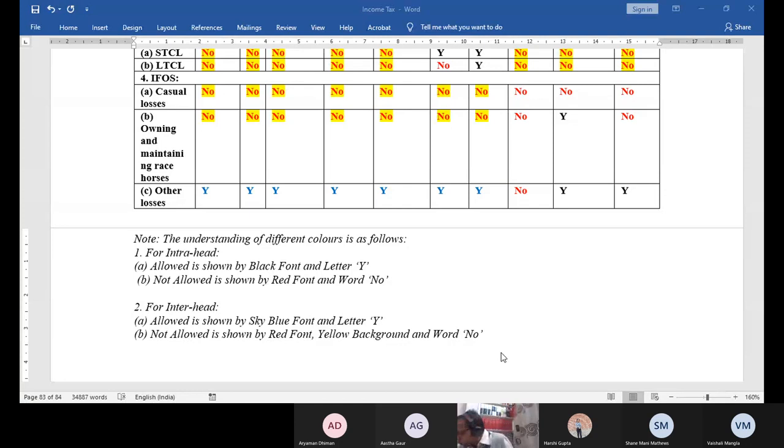Now let me simply show you how I have done these transactions, or you can say adjustments. Let me share the website with you and let me show you where these things are written.